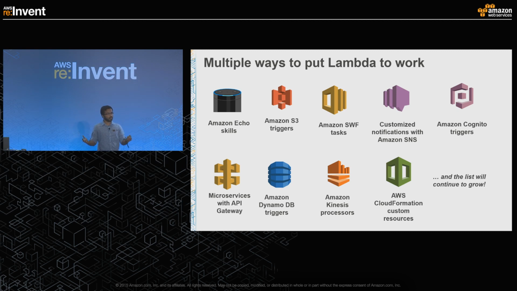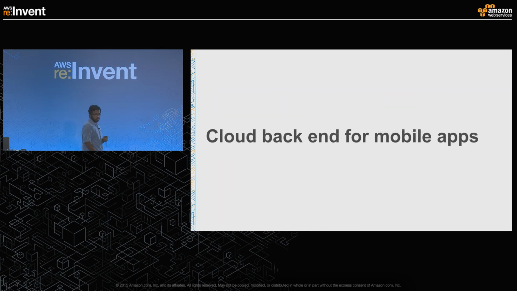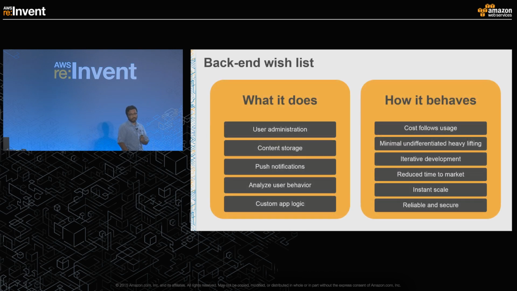This opens up avenues such as using Lambda for customizing CloudWatch alarms that many of you will be managing in your day-to-day tasks. And the list continues to grow. Now, today, we're going to be focusing on a specific pattern, which is using Lambda for cloud backends for mobile apps. But stepping back a second, what does that mean, right?